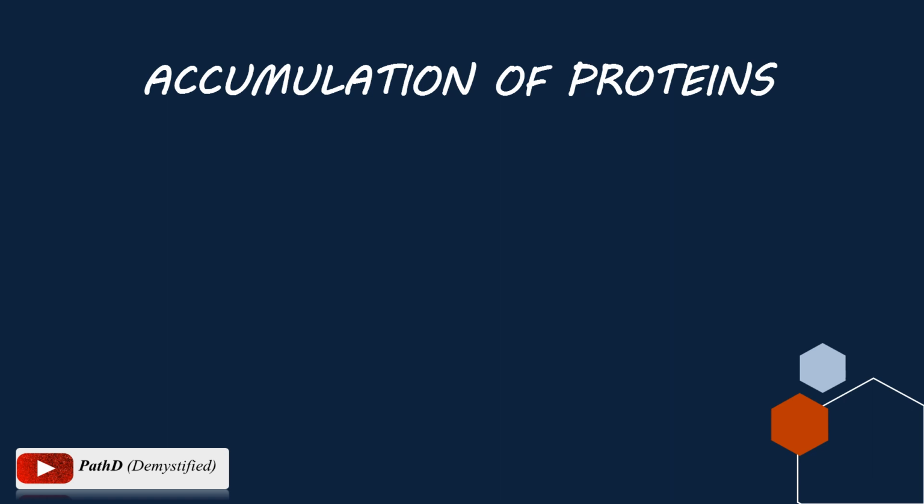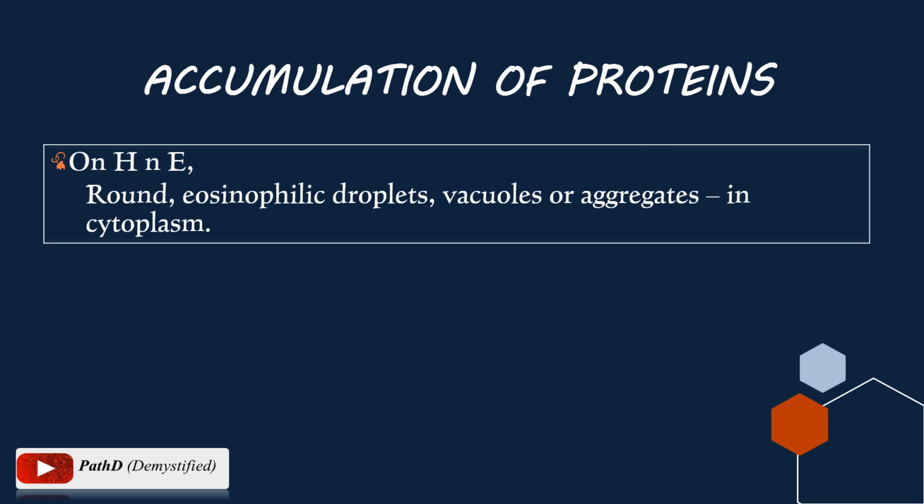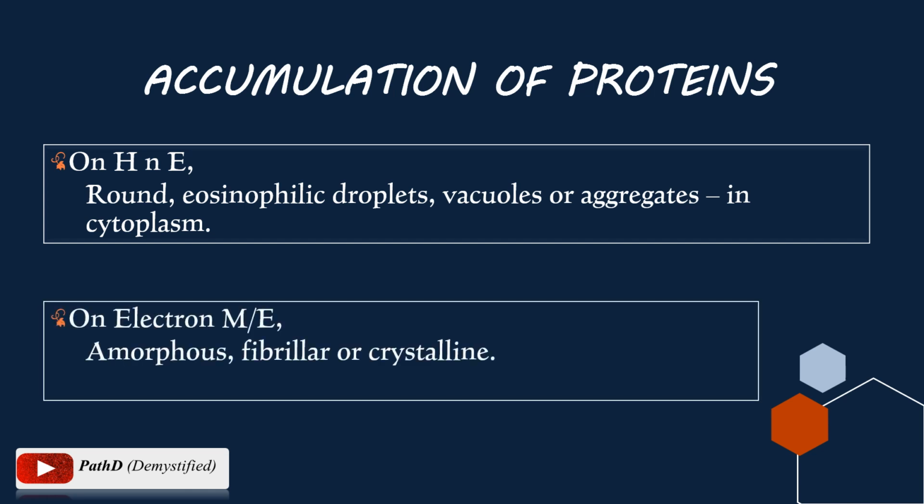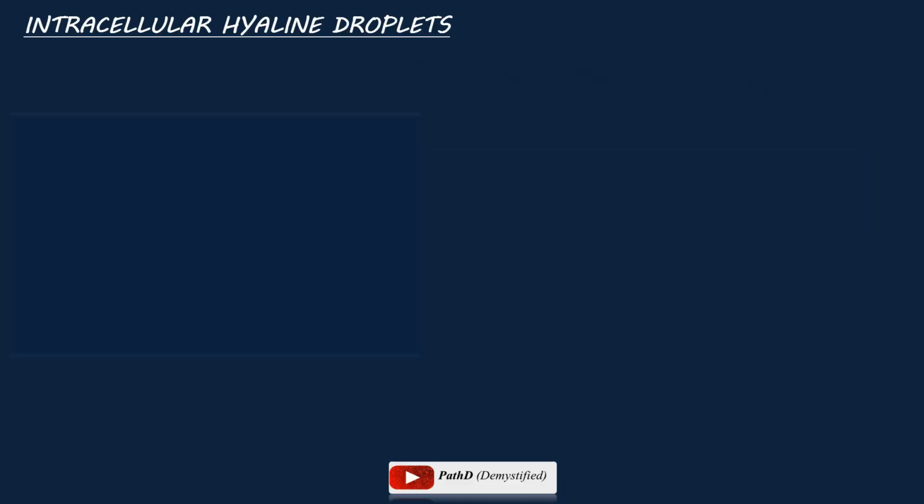So, accumulations of proteins are less common than accumulations of lipid within our cells, but there are certain conditions in which there can be intracellular accumulations of proteins within the cytoplasm of our cell or within the endoplasmic reticulum. On routine microscopy, these proteins in general appear as round eosinophilic droplets or vacuoles or aggregates, and on electron microscopy these proteins appear as amorphous, fibrillar or crystalline deposits. So the very first example in accumulation of proteins is the presence of intracellular hyaline droplets.